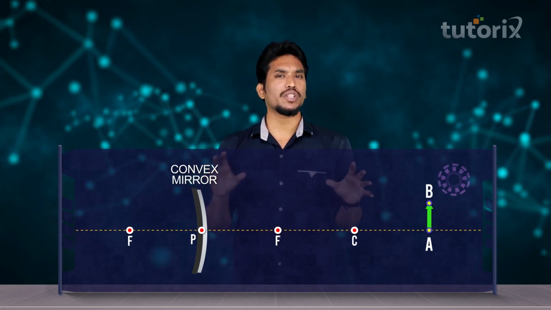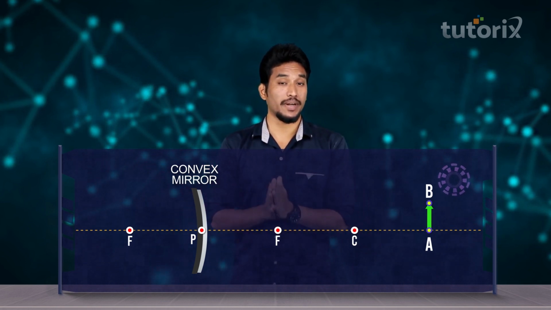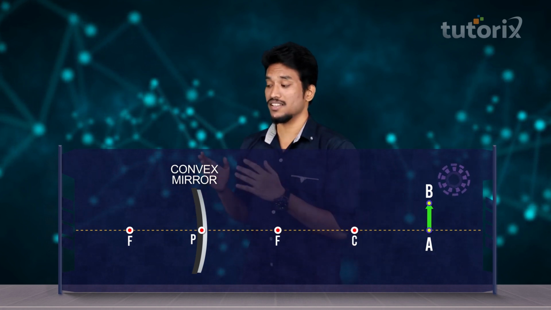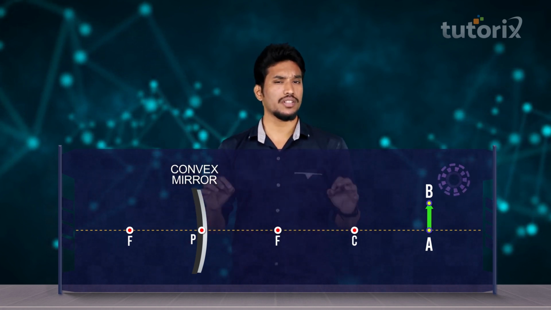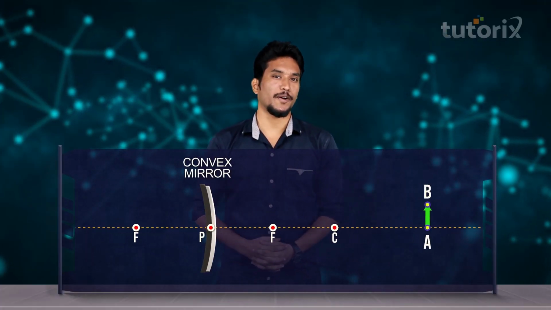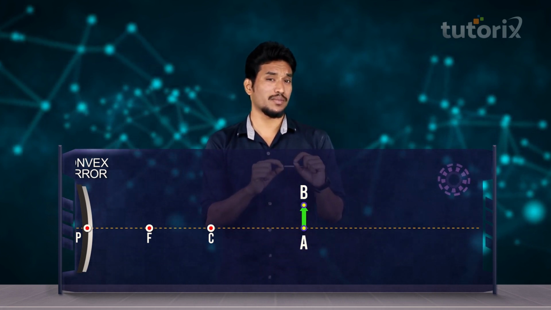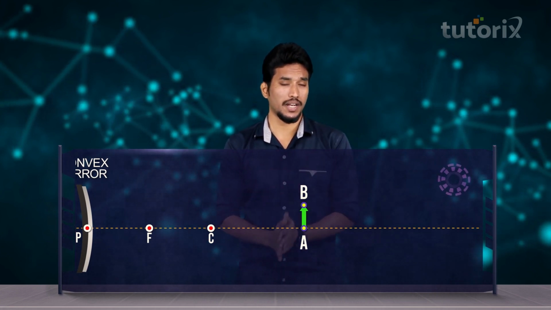Now we'll be dealing with concave and convex mirrors separately in the next video. But for now, let's just consider this as the mirror that is required for us to discuss this particular concept. Alright, let's start with image formation now. As you can see, this is the linear object AB, and this is the point object B, which is above the principal axis.